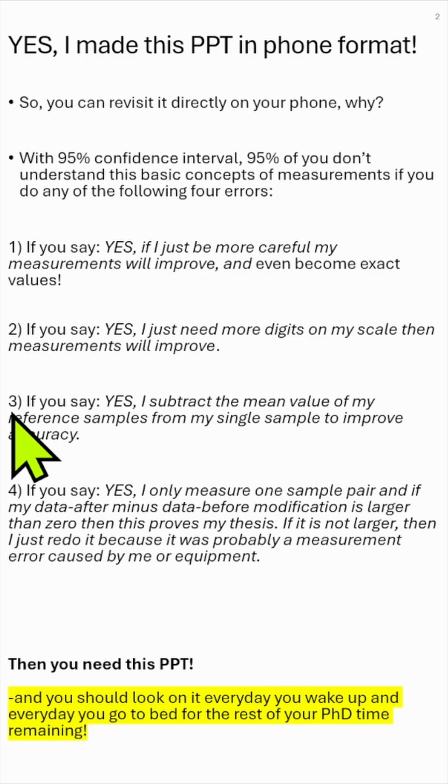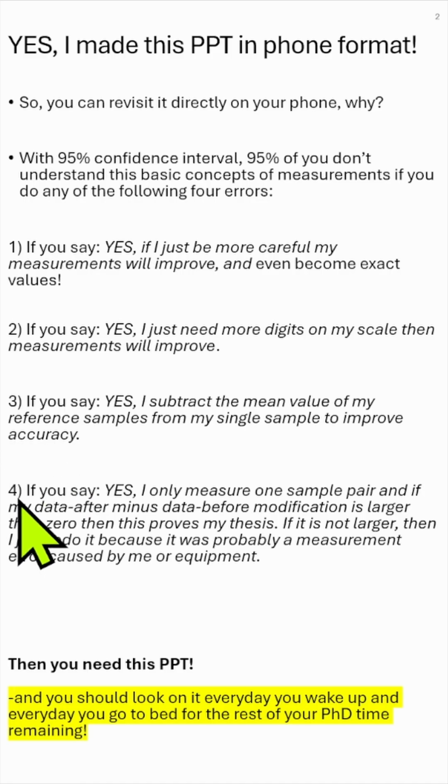Deadly error number 3: you say, I just subtract the mean value from my reference tests, and then I use those on the single samples that I'm testing, because I heard that mean values improve accuracy. So that should be the way to go, right?